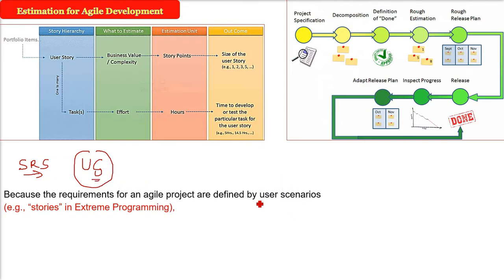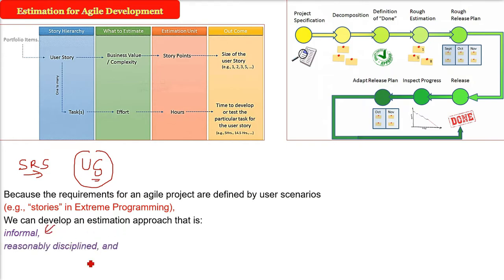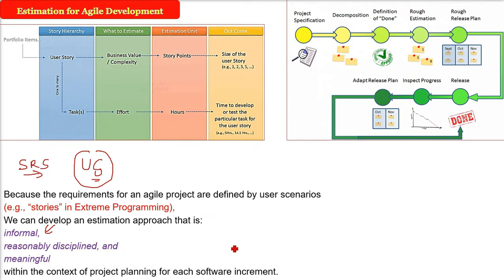Because the requirement is so fast, we can develop an estimation approach which has to be informal. Agile is a kind of informal approach only, reasonably disciplined and meaningful, and finally, within the context of the project planning, for each software increment, we can do this informal, reasonable, disciplined, and meaningful way of estimation. Now, how do we do this?